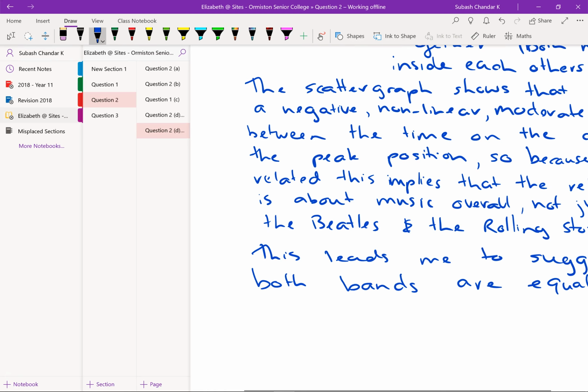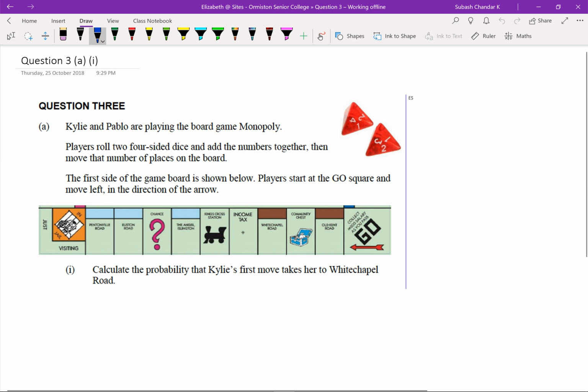Let's have a look now at question three. So we're going to do a bit of probability, but we're also going to do a bit of time series. So, Monopoly. I don't know if you guys have played Monopoly before or know the game. On Monopoly, one of the sides of the board is a whole bunch of streets that you're going to move from one to the other. Now, we're going to have two dice, and in this particular case, we're going to have four-sided dice. We wanted to change this from the traditional six-sided, so let's make it a four-sided dice. So the person is going to roll two dice, and then they're going to move that number of places.